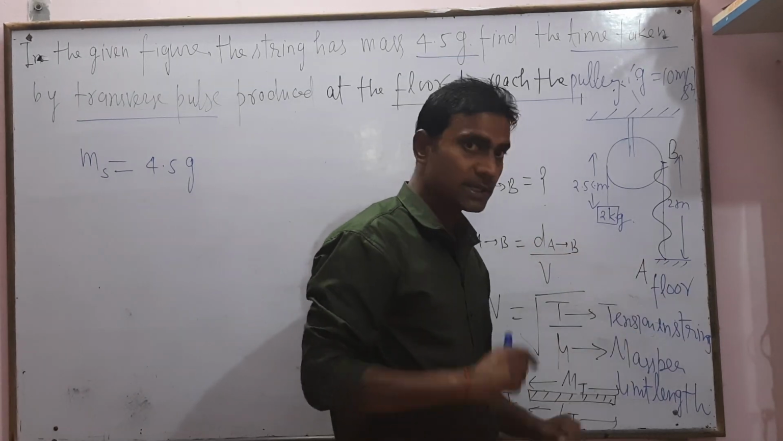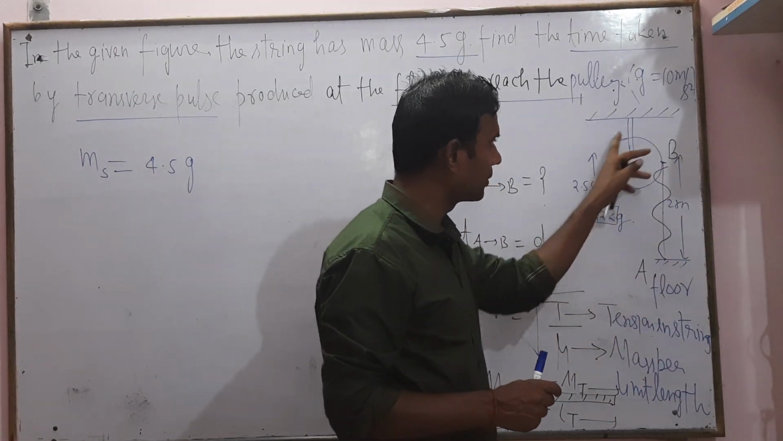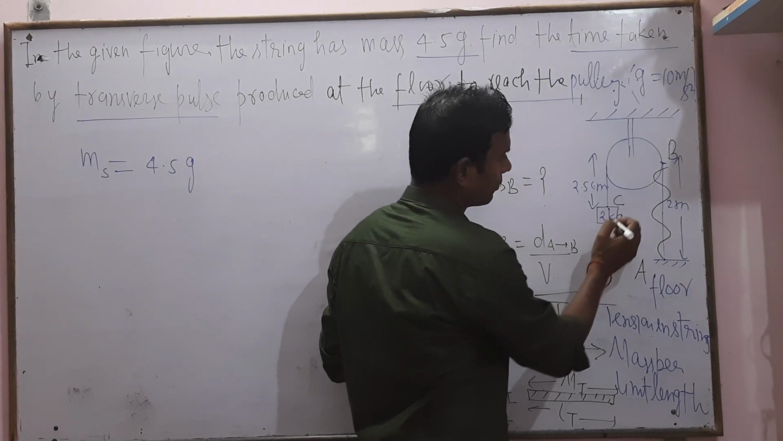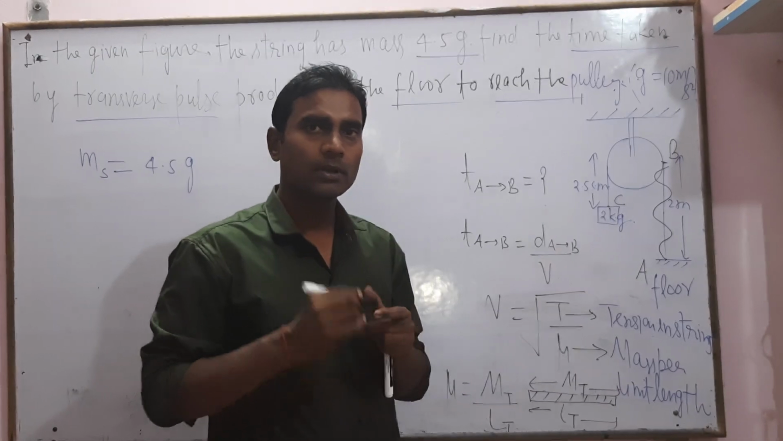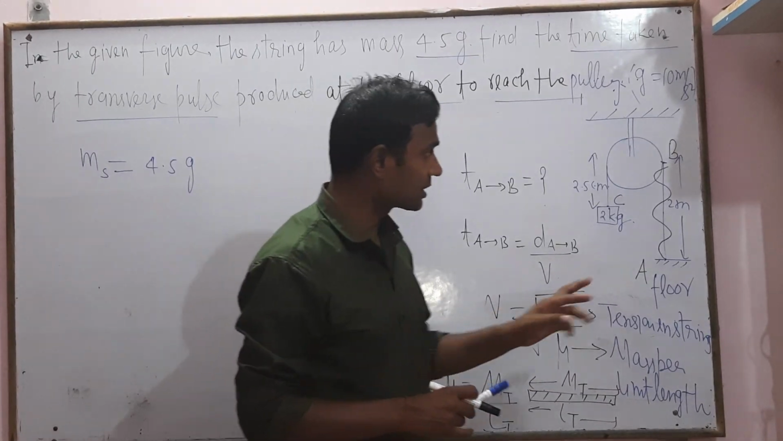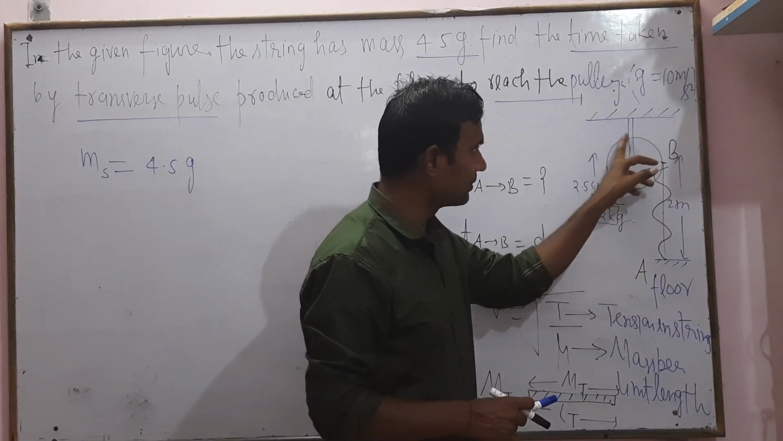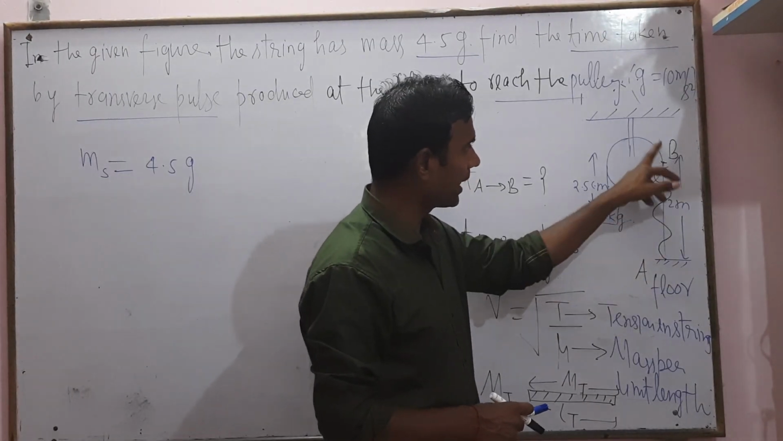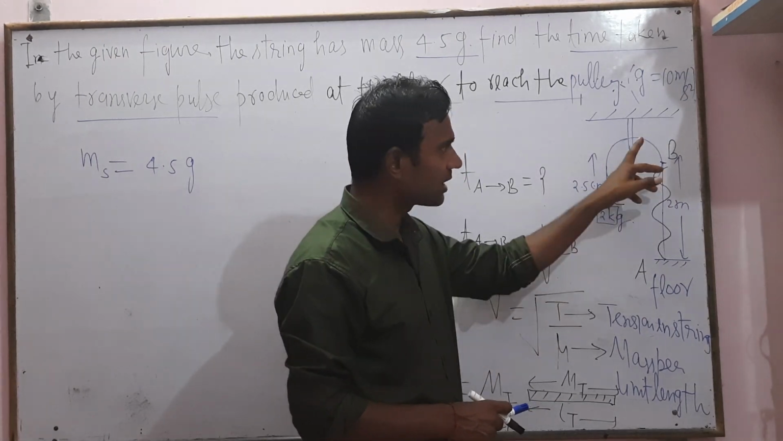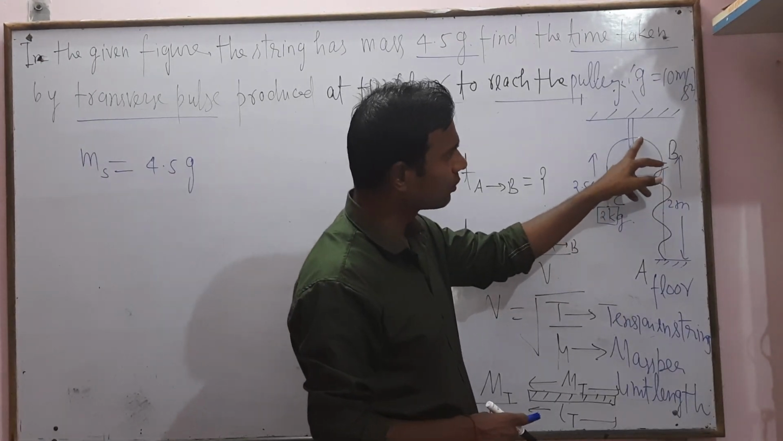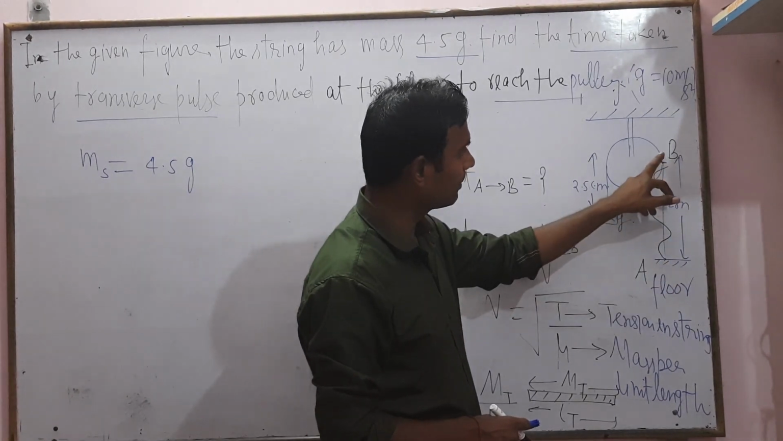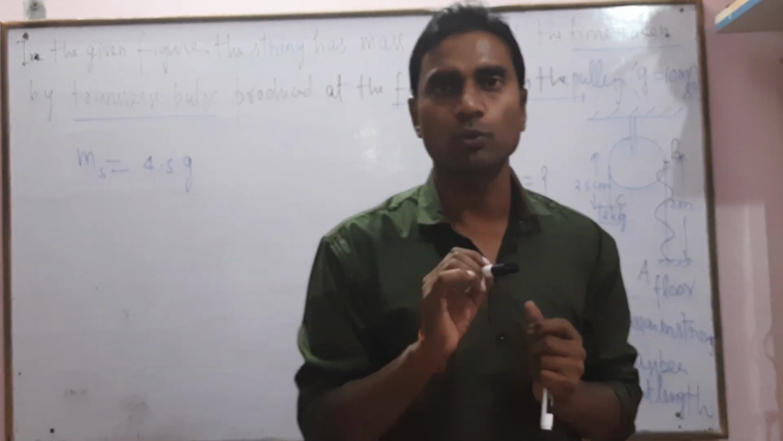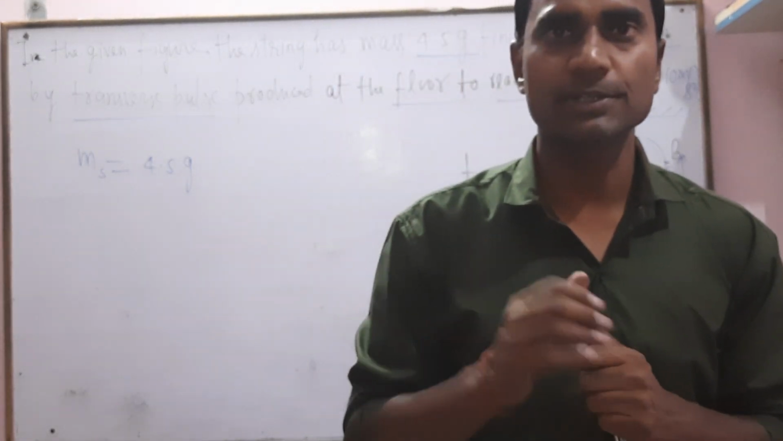But in this situation, the string goes from that point to that point. Let us suppose this is point C. So what is the total length of the string? A to B plus B to C is also counted here. This is not a confusing point. So AB plus BC is the total length of the string.